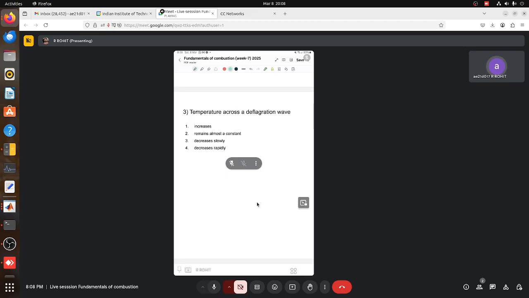Yeah, so the temperature across a deflagration wave, it's direct. So what we have discussed, it increases. Across a deflagration wave, you have the unburnt reactants getting ignited, and once it ignites, your temperature across the wave increases.